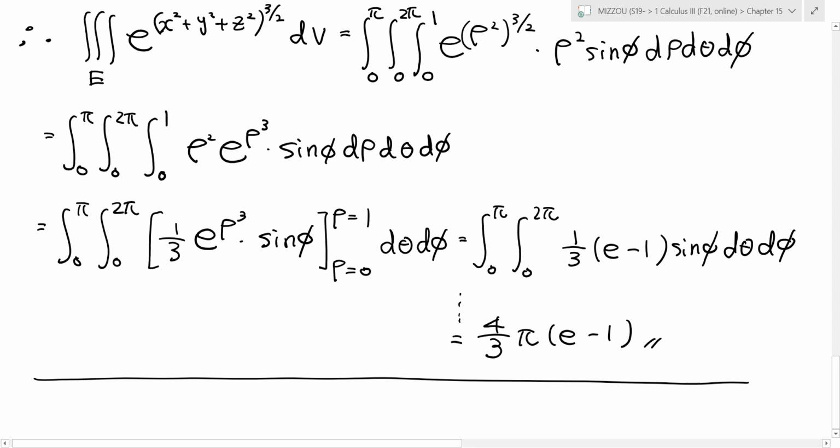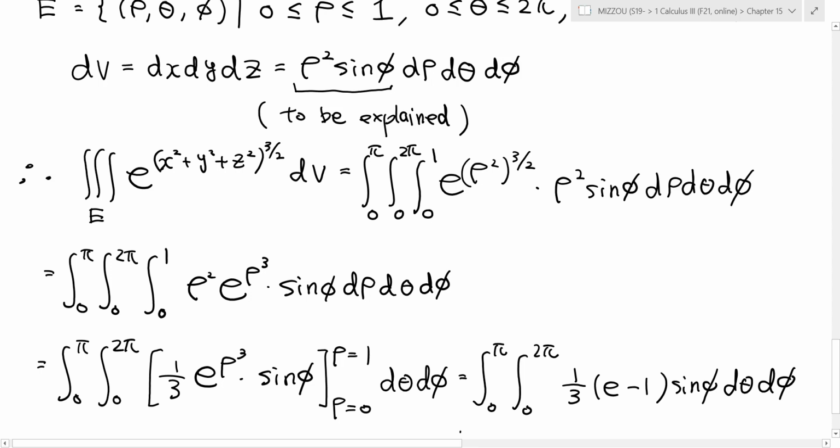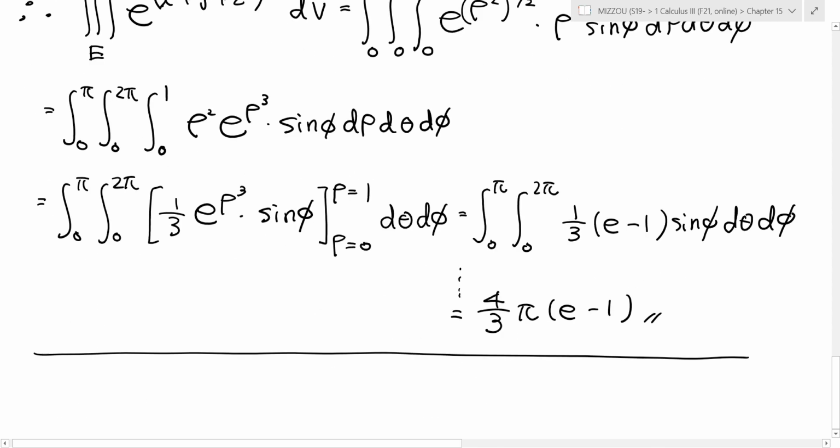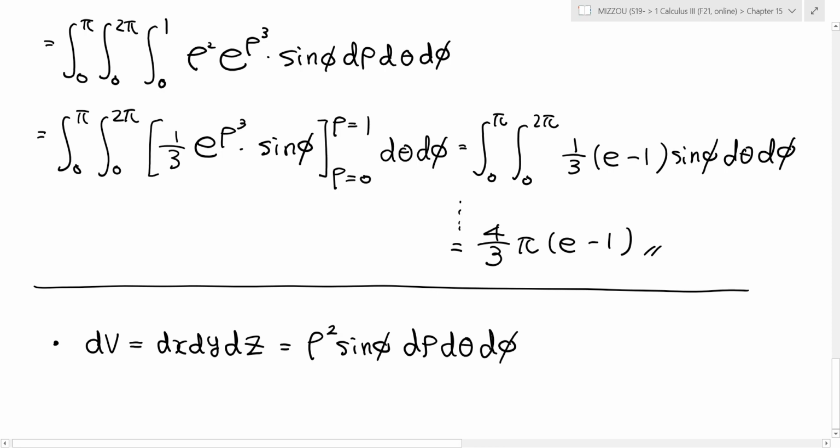But now let me explain why we have this dV, which is dx dy dz, equal to d rho d theta d phi together with this factor, rho squared sine phi. So let me just briefly explain why we have this rho squared sine phi d rho d theta d phi. Let me give you the explanation.